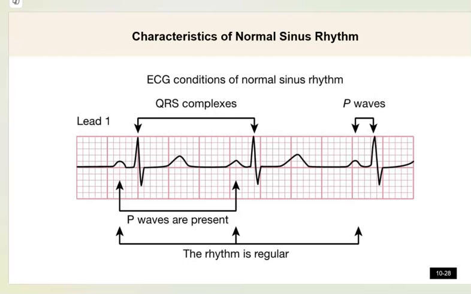This is what a regular sinus rhythm looks like. So we're in lead 1 here. We have a P wave, and these are present and they map out all the way down. This is a QRS complex that marches down the way. The distance from the P to the QRS is the same, and the P waves are the same size all the way through.